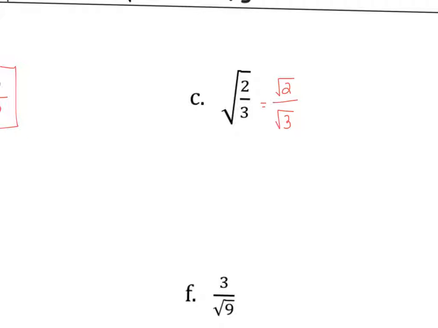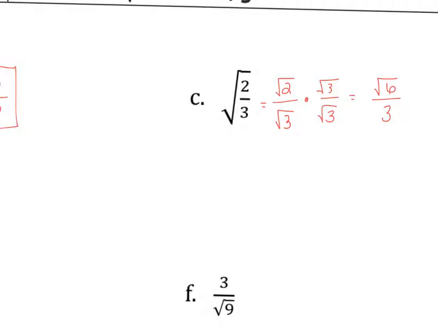We're going to multiply on top and bottom by the square root of 3 since we can't simplify it. And when you're multiplying fractions, you want to multiply across the top. So the square root of 2 times the square root of 3 would be the square root of 6. And across the bottom, square root of 3 times the square root of 3 is just 3.